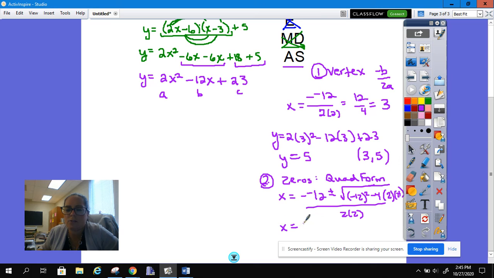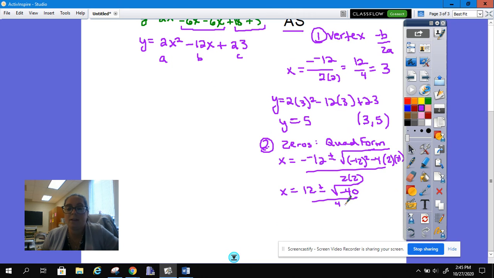Again, all these things you know: 12 plus or minus the square root of 144 minus 4 times 2 times 23. That gives me negative 40. Oh, shoot. All over 4. And then I notice I can't even graph this because these are imaginaries. So this did not help me at all to get my solutions, because imaginaries mean I can't even graph them on the coordinate plane. So anyways, there's no point in going further with this.